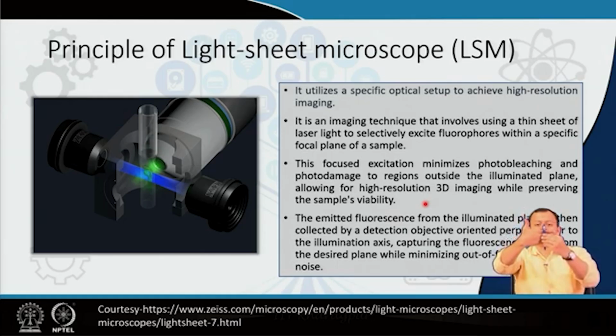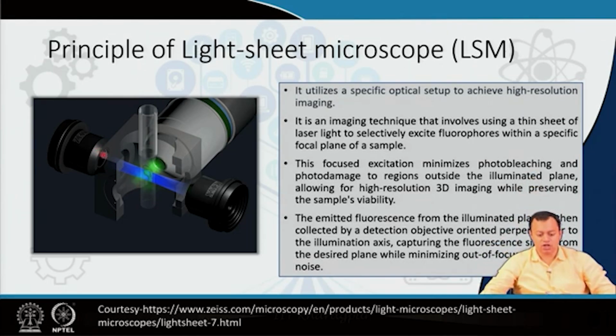As the light is slowly moved in this particular direction, you are measuring with the detector at an orthogonal angle, at a 90 degree angle in the same manner. If the light is falling in this direction, your detection is in this direction. And it helps prevent several problems. This focused excitation minimizes photo bleaching and photo damage to the region outside the illuminated plane, and it provides you 3D imaging and a very high speed data rate.